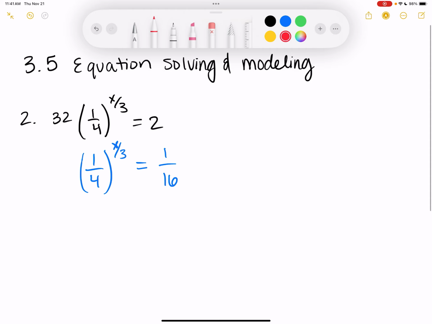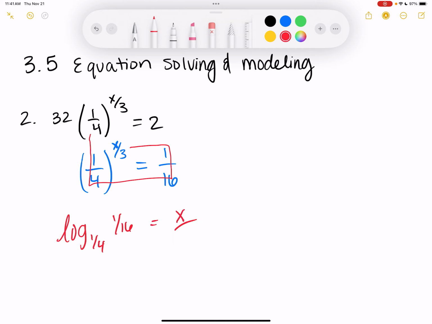So I have an exponential. I need a log to solve. So it comes down through here, up and over. So I have log base 1/4 of 1/16 equals x over 3. Take this 3 and multiply it over here. So 3 times log base 1/4 of 1 over 16 equals x.